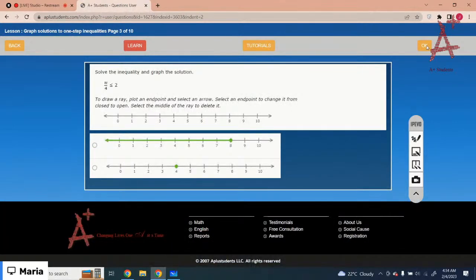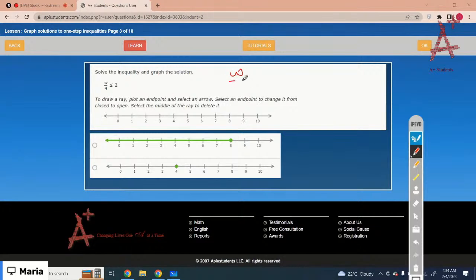Okay, the next one is W over 4 is less than or equal to 2. You have to solve the inequality first. So first of all, we have to isolate the W. So remove the 4 that it is dividing. The opposite of division is multiplication. Got it? Just multiply both sides by 4. So it would be W over 4 times 4 and 2 times 4.